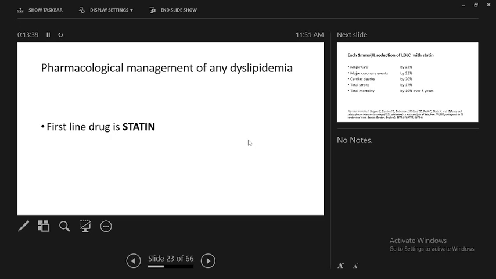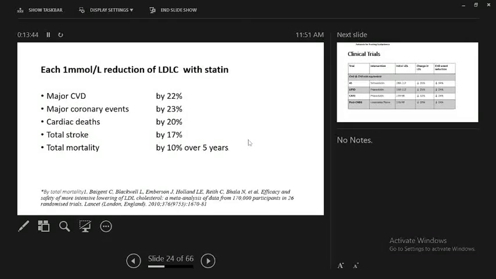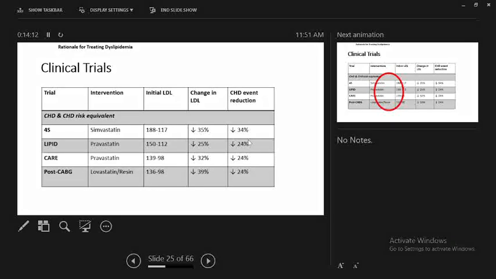However, whatever the pharmacological management of any dyslipidemia, the first drug is the statin. Remember that. Each 1 millimole reduction of LDL-C with statin will reduce major cardiovascular diseases, major coronary events, cardiac deaths, total stroke, and total mortality by a significant percentage. You can see, this is very important. A 1 millimole reduction will reduce this much of the risk.